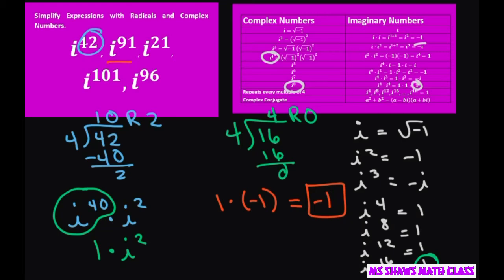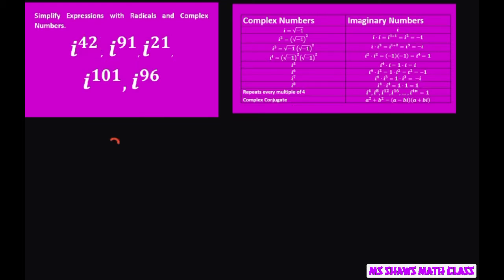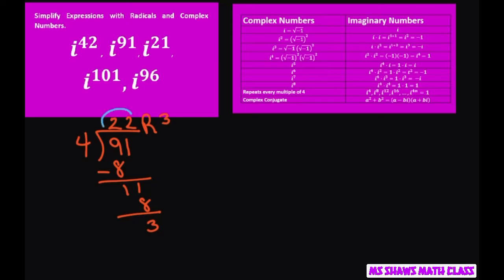Okay, let's try the next one. Again, we're just going to take our 91, divide that by 4. So we get 2, 8. So subtract, that's going to be 11. And then we have 2 again, 8, and we have 3. So the remainder is 3. So the way we can write this is 22 times 4 is 88. So we have i to the 88th times i cubed. That gives us the 91 when you add 88 plus 3.